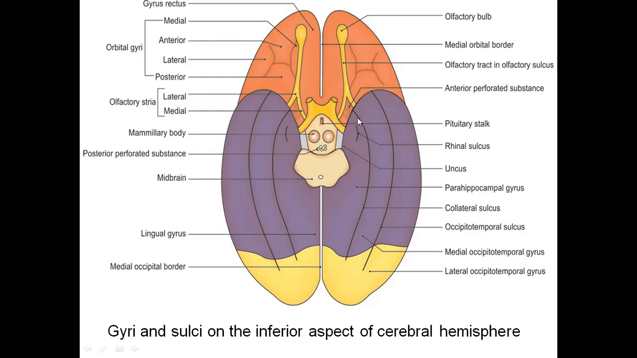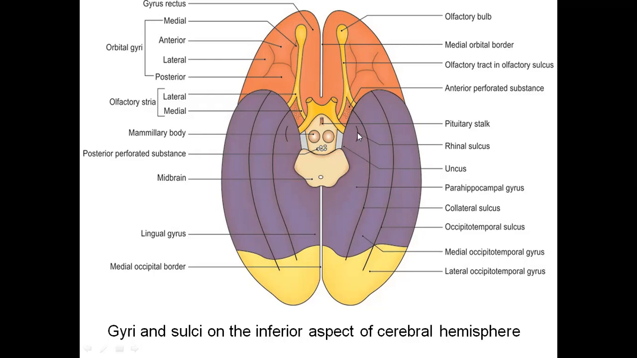On the tentorial part, we have sulci like the rhinal sulcus. Then we have the collateral sulcus, adjacent to which we have the occipitotemporal sulcus. Now let us see the various gyri. The area medial to the rhinal sulcus is the uncus. This word we studied when we were doing the cavernous sinus, isn't it? Laterally, the cavernous sinus is related to the uncus, which is a part of the temporal lobe of the brain. I told you I will help you to recollect it.